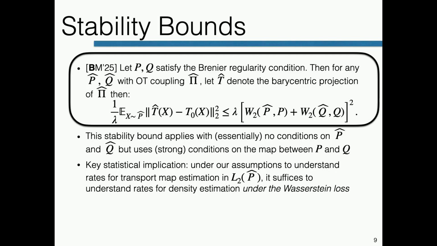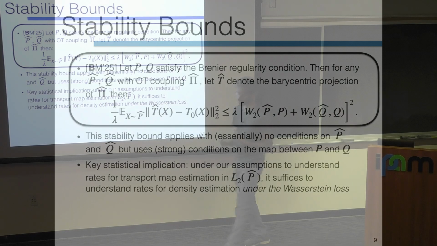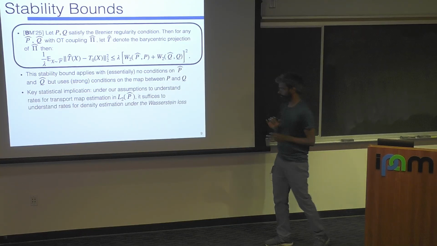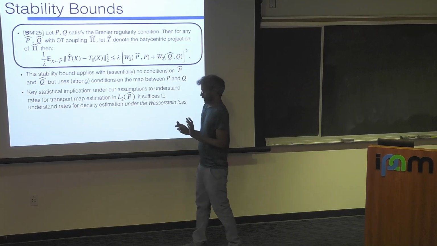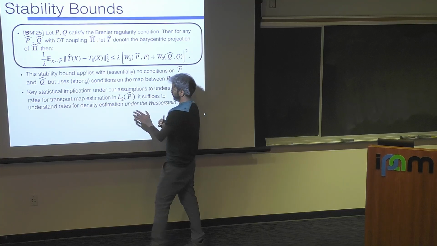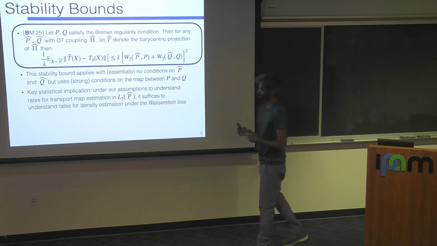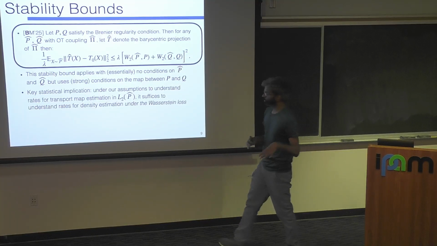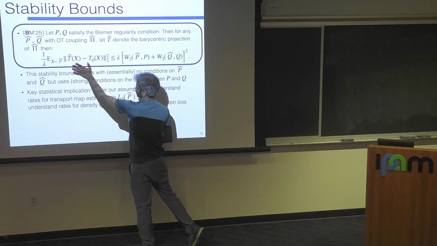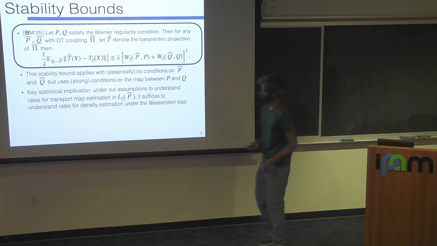Then all you need to do is understand how well you are solving the task of density estimation under the Wasserstein loss. So this is providing some very nice reduction. It is saying that if you want to understand transport map estimation, all you really need to understand is Wasserstein density estimation. Let me also remind you that the actual risk that we care about is not the p hat risk, it's the L2 p risk. So if you really want to carry out this program fully, you'll also need to relate the L2 p hat risk to the L2 p risk. And we'll do that in some cases.